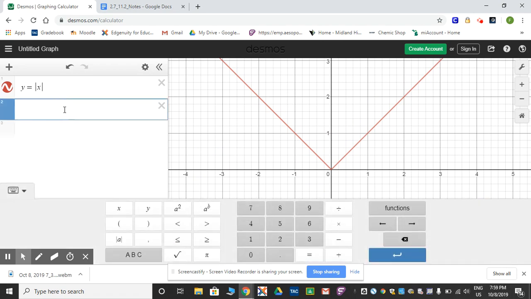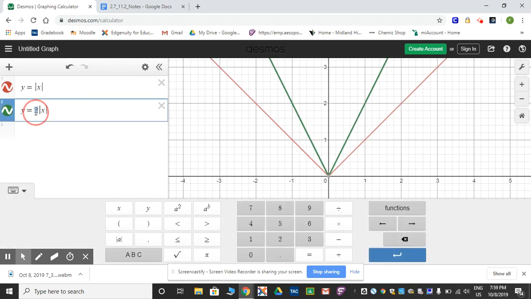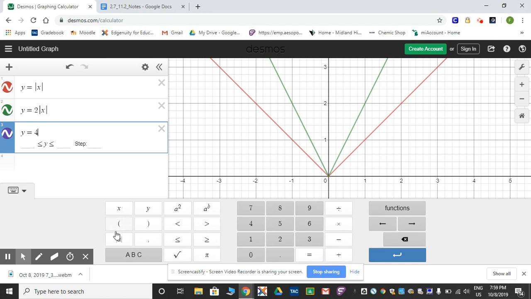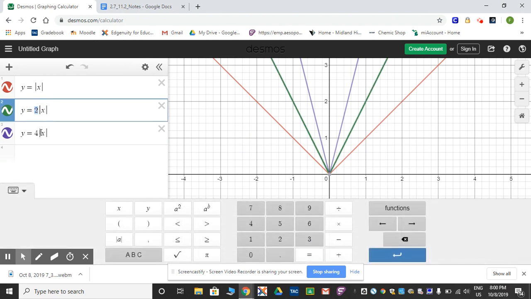Now, if I add a number out in front of it, so like 2 times the absolute value of x, I just got narrower, okay? Here my a value is 2. It's greater than 1, so I get narrower, all right? Let's say I want to get even narrower now. Let's do 4 times the absolute value of x. I get narrower, all right? So the bigger this number gets out in front, the more narrow it becomes, all right?